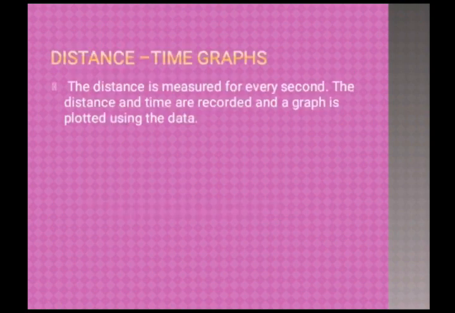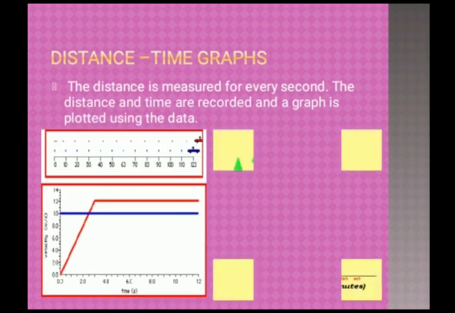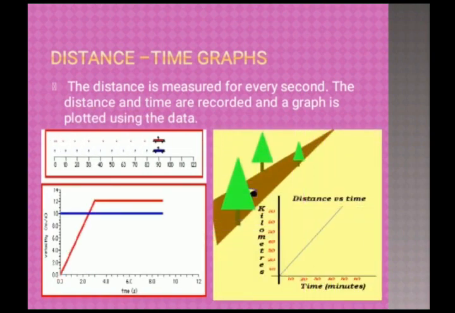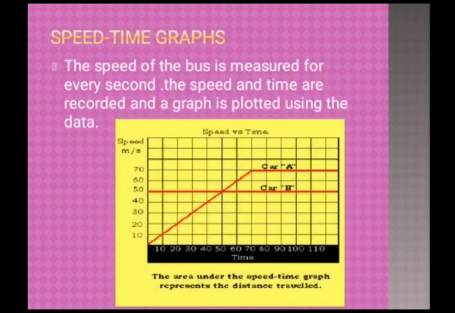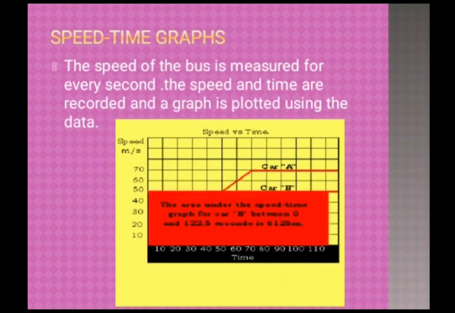Next, we will discuss the distance time graph. The distance is measured for every second. The distance and time are recorded and a graph is plotted using the data. Next, speed time graphs. The speed of the bus is measured for every second. The speed and time are recorded and a graph is plotted using the data.